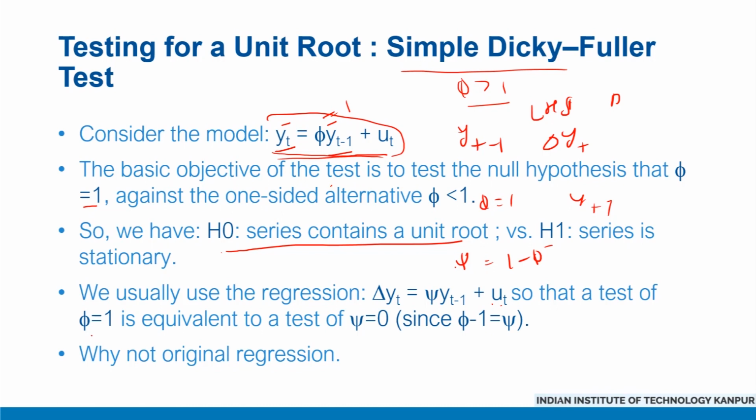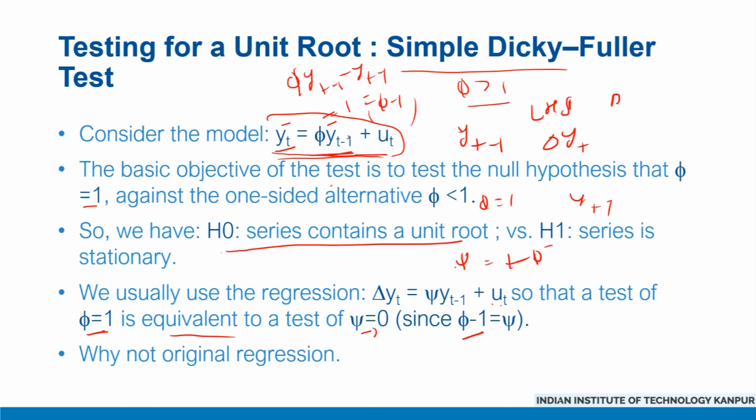So a test of phi equal to 1, the null that the process is non-stationary, is equivalent to a test of psi equal to 0, because psi is nothing but phi minus 1 here, since we are ultimately subtracting y_{t-1} from phi times y_{t-1}, which results in phi minus 1 as the coefficient. The question is, why not use this original regression?